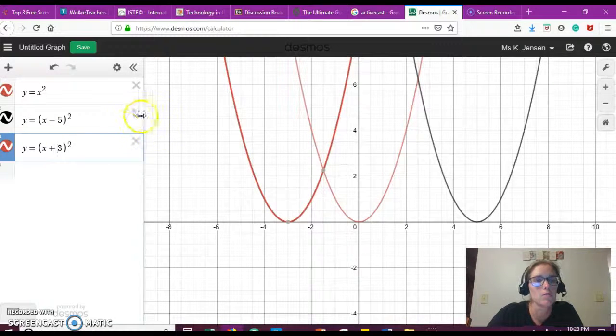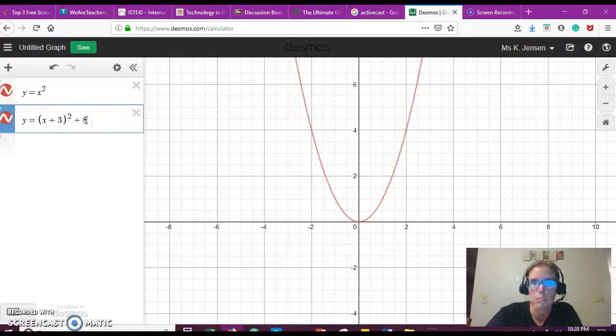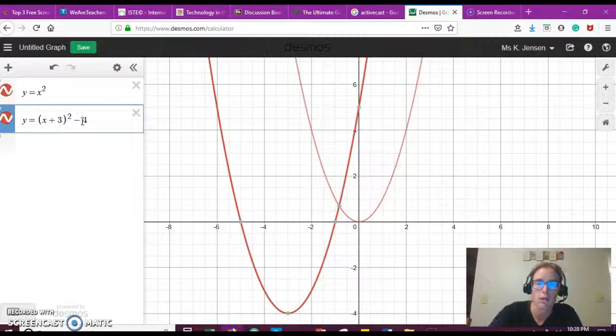Now we can put these two things together. I'm just going to edit this one and add a plus, oops, not a plus 8, that's too far, plus 4. Look at that. Now the graph has shifted 3 to the left and up 4. Quick little change: notice if I go minus 4, it shifts down 4 instead.